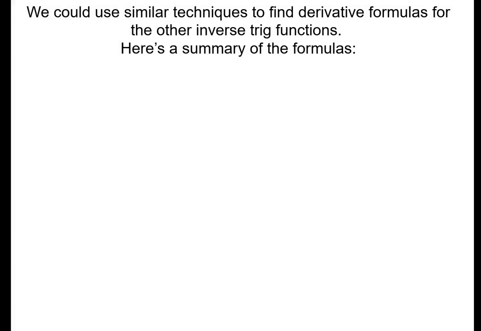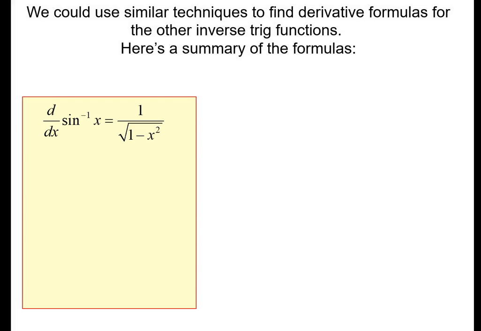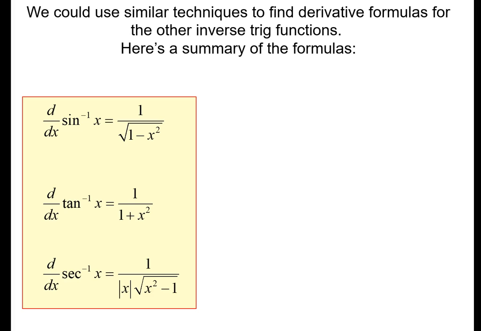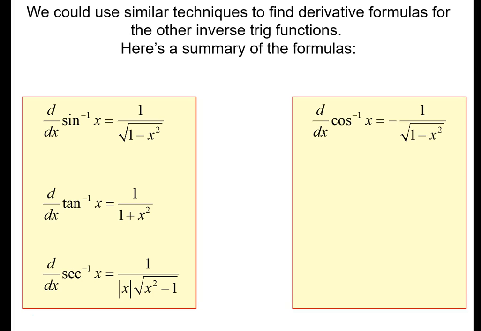All right, let's go through the others. So here's kind of what we've done so far. There's the inverse sine derivative. Here's the inverse tangent derivative. It's 1 divided by 1 plus x squared. Here's the inverse secant derivative. This one comes up from time to time. 1 divided by the absolute value of x times the square root of 1 minus x squared. Now the other three are the same except they're negatives. So the derivative of inverse cosine is the negative of that same one you used for inverse sine.